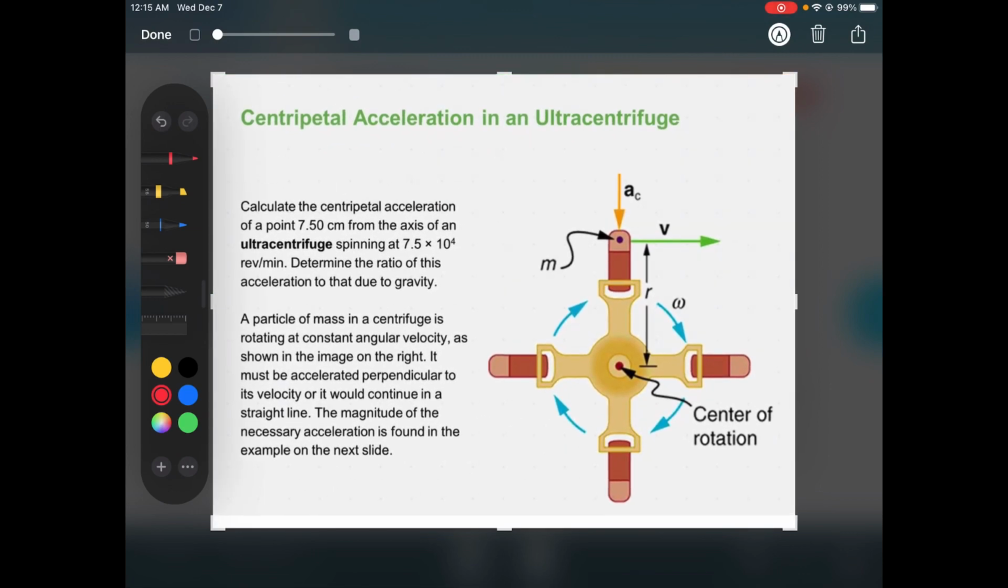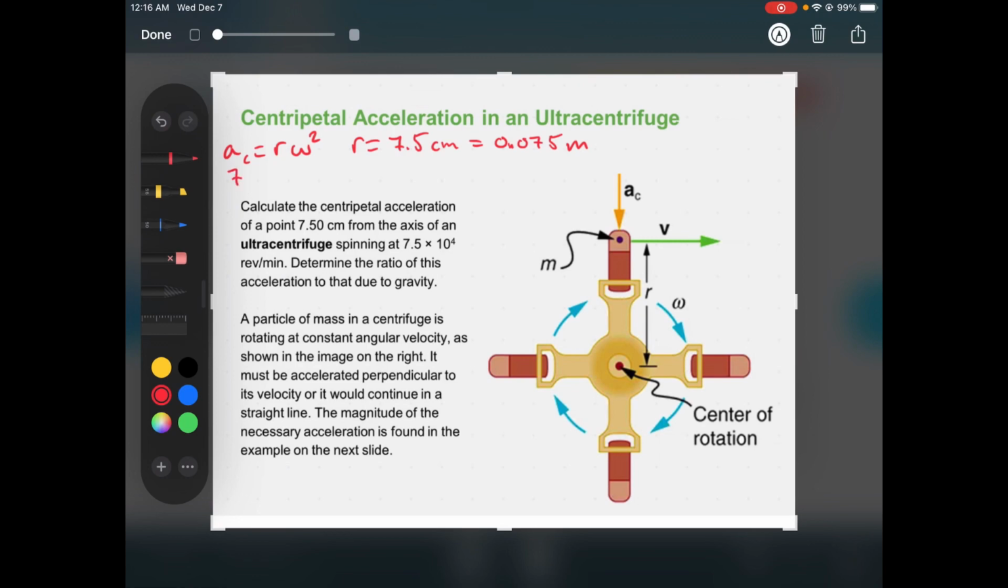So again, since we have omega, we're going to use the AC is equal to R omega squared formula. And again, R is in centimeters, so we need to convert that. So 7.5 centimeters is 0.075 meters. Then we have the revolutions per minute that it is spinning at. So we need to convert that to radians per second.